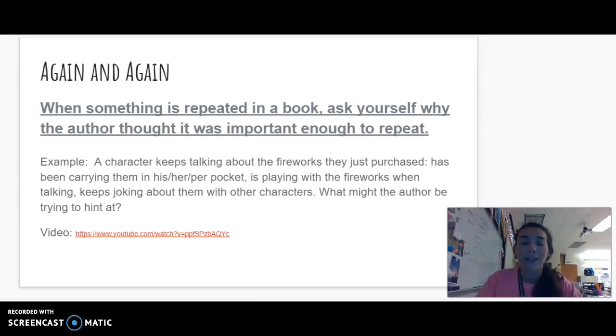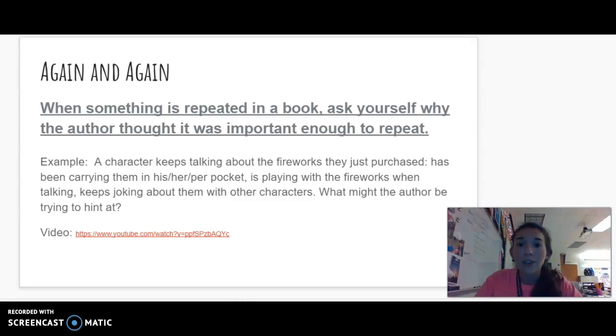Oftentimes, let's say they keep referencing how there's an oddly built brick wall in this house, and it looks like that wall has fresh plaster in between the bricks, and they just keep going back to that wall again and again and again. Maybe consider, is there something behind that wall? Because they obviously think it's extremely important to keep bringing it back up again and again.